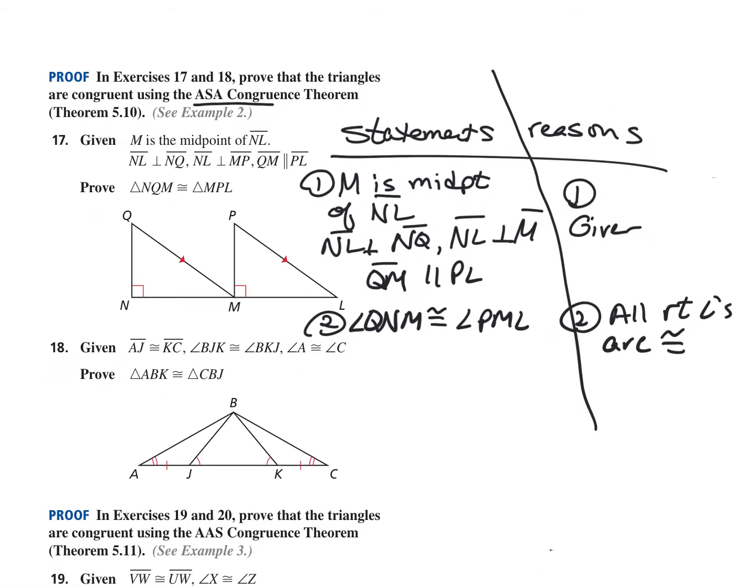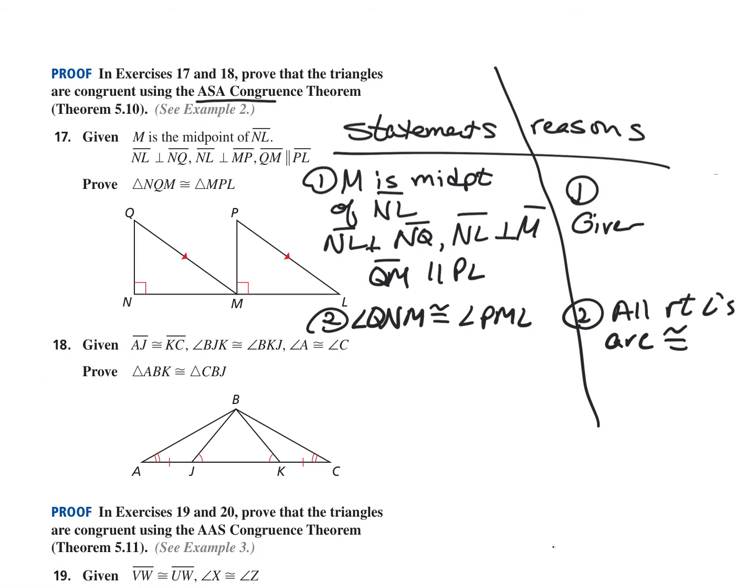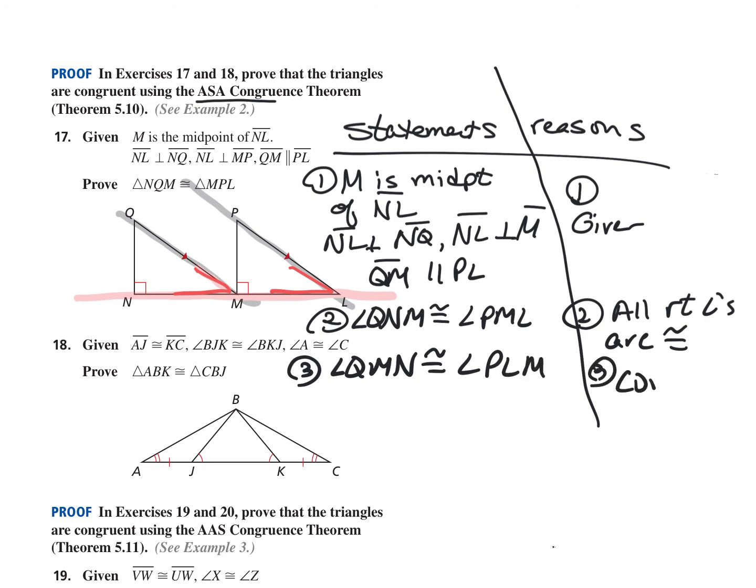The next thing I'm going to do is you need to realize that you have parallel lines here. And then what I can do is show that I've got a pair of corresponding angles that are congruent. So I could state that this angle here, because this would be my transversal, so I could show that this angle here is corresponding to this one. And I need to name it with 3 letters. So I'm going to state that angle QMN is congruent to PLM because of the corresponding angles theorem.